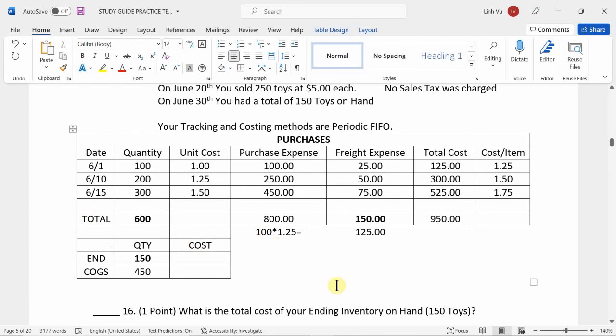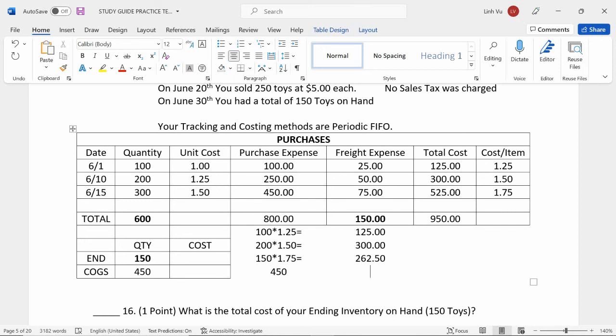Which batch of inventory am I going to sell next? June 10th, right, 200 at $1.50, which we know to be a total of 300. So that's 300 units. How many more do I need to sell? 150. So 150 times $1.75, what do you get? 262.50.